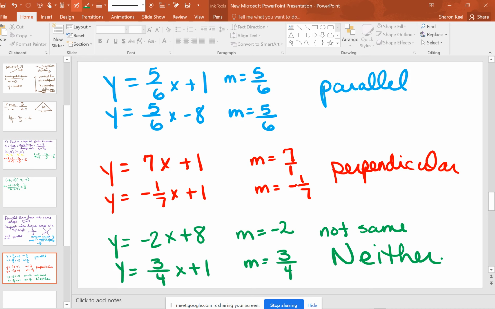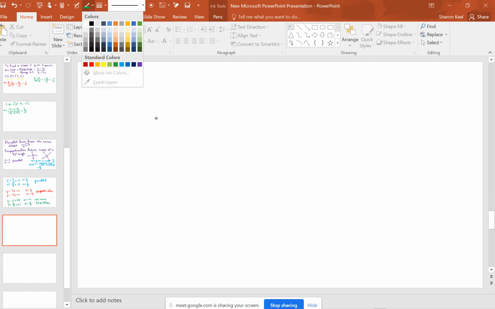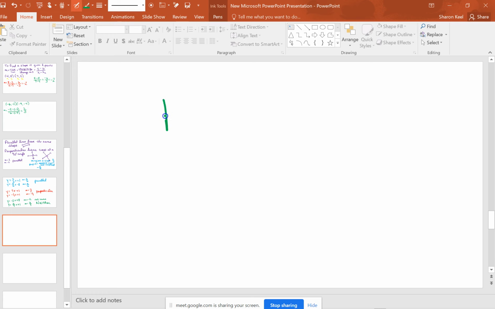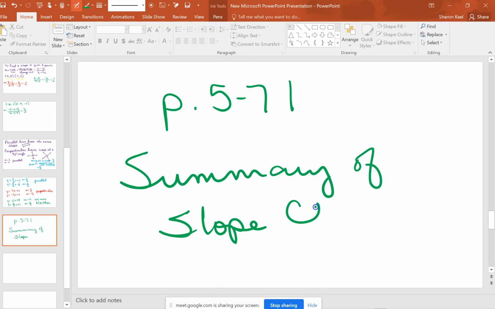And that is what we have going on within section 6. There's actually a good reference. If you look in your workbook on page 5-71, there's a really good summary of slope chart. That is something you may want to look at. It gives you everything that we've talked about summed up in a nutshell there.